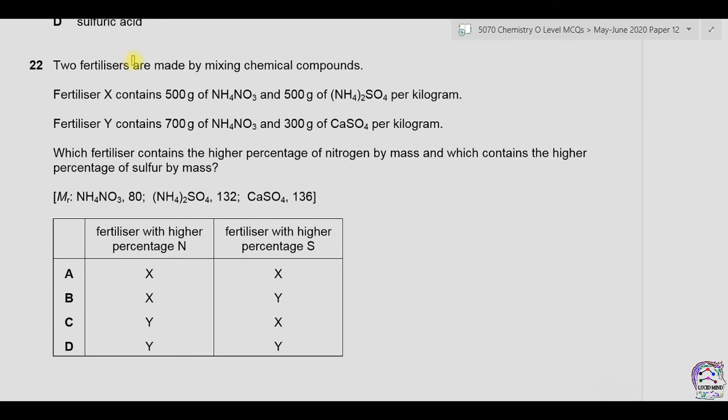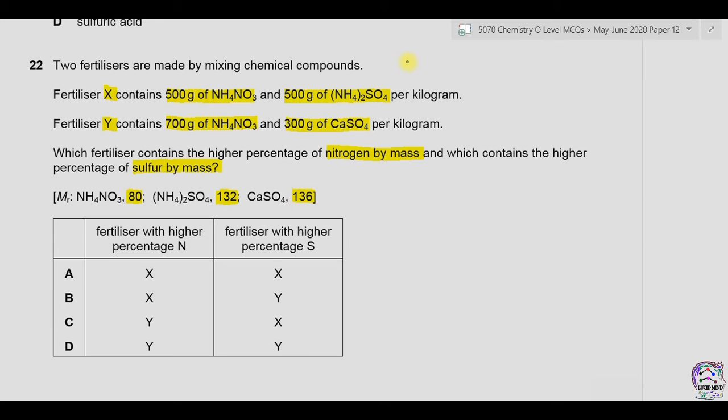Question 22. Two fertilizers are made by mixing chemical compounds. Fertilizer X contains 500 grams of ammonium nitrate and 500 grams of ammonium sulfate per kg. Fertilizer Y contains 700 grams of ammonium nitrate and 300 grams of calcium sulfate per kg. Which fertilizer contains the higher percentage of nitrogen by mass and which contains the higher percentage of sulfur by mass? The respective molecular masses are given. It is 80 for ammonium nitrate, 132 for ammonium sulfate and 136 for calcium sulfate.